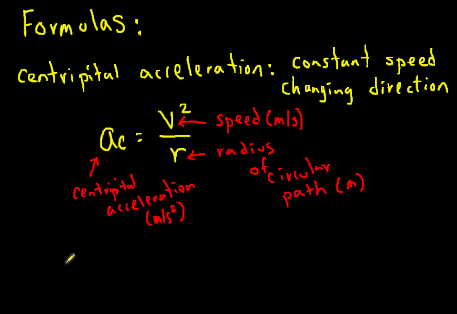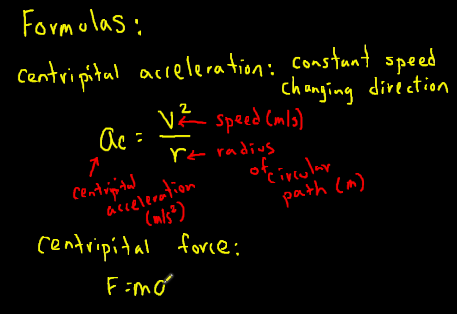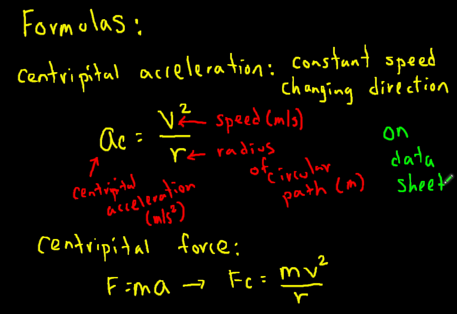We can use this centripetal acceleration to generate a formula for centripetal force. F equals ma, this is Newton's second law, therefore the centripetal force equals mv squared over r, which is mass times the centripetal acceleration. The acceleration formula is on your data sheet, but the force formula is not on your data sheet. You're expected to be able to generate this using the acceleration formula and F equals ma.